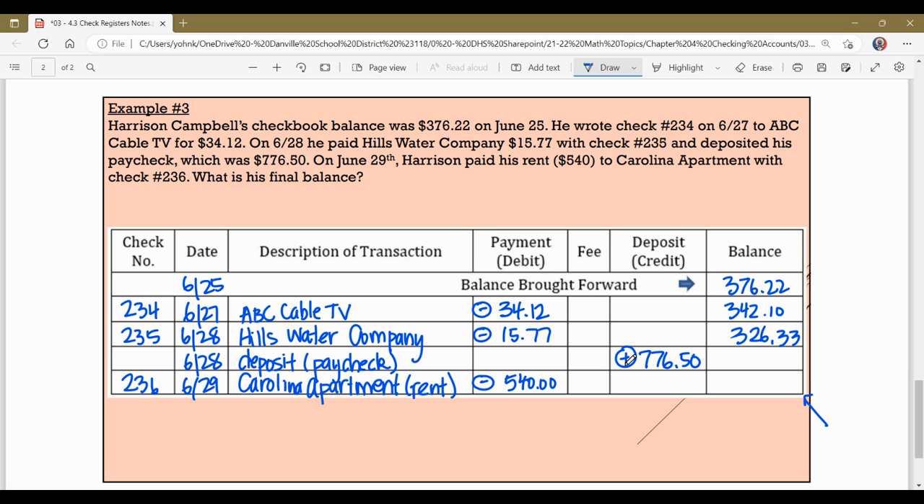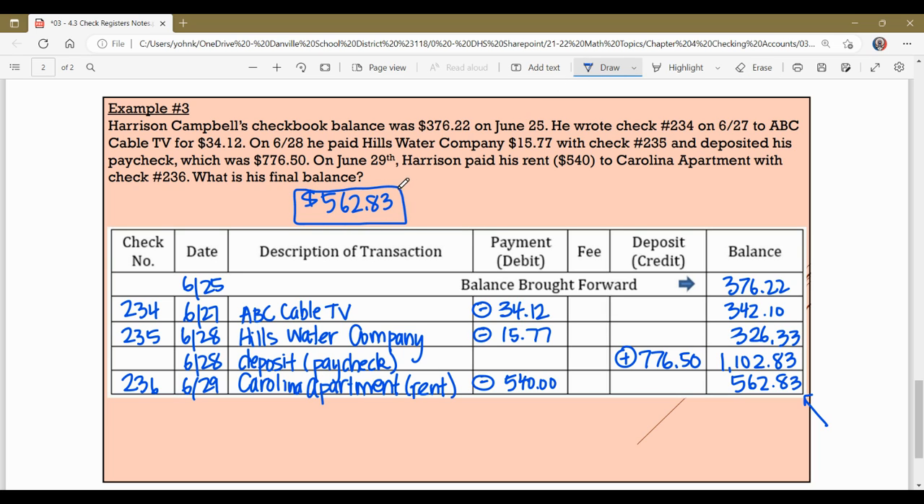Go to the next row and I'm going to add 776.50. So that's $1,102.83. Go to the next row, you're going to subtract 540. That gives you $562.83. That's our final balance. $562.83. Ooh, that's awful.